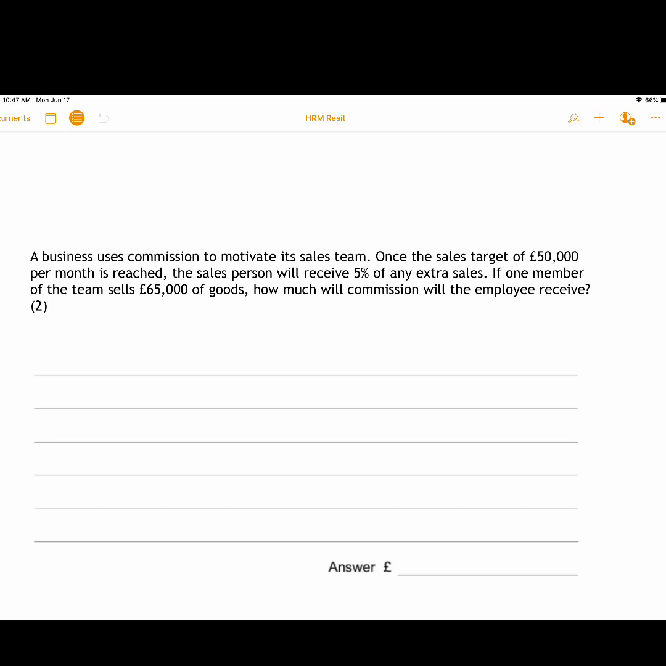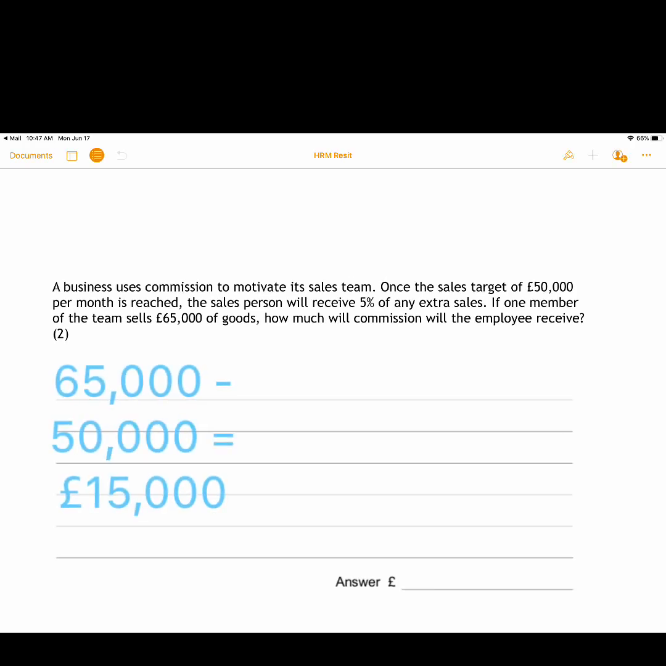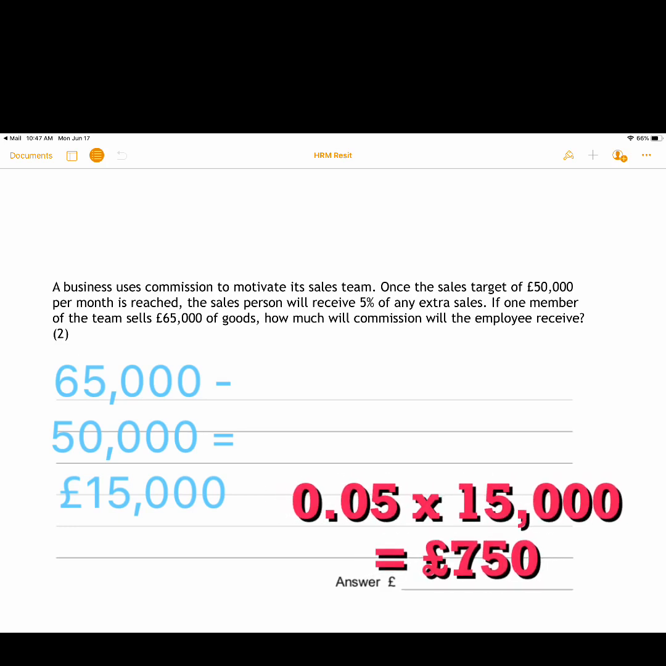I'm just going to quickly show you how you do this. The first thing you do is work out the difference. So your 65,000 minus your 50,000 gives you £15,000. So you know that the 5% of extra sales will be on that £15,000. To calculate 5% as a decimal, you just put it down to 0.05, and you times that by £15,000. Or in your calculator you might just have a percentage button, and you can use that and you get £750.